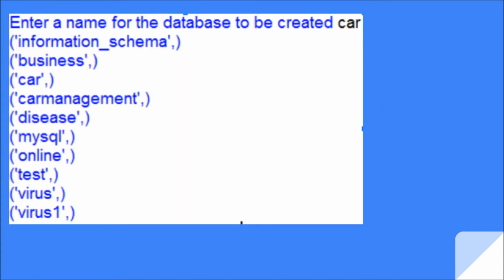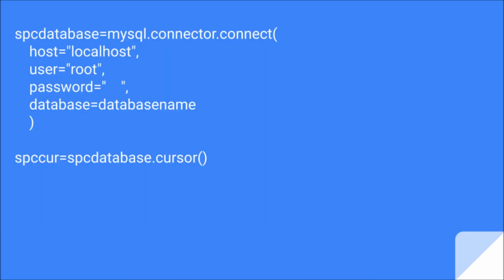This is the output of those few lines of code. We can see that we have created the database car and we can also see that all the databases are listed. That is the output of the command show databases. Now we have to redefine the connection object SPC database by putting an additional attribute, the database name. We also have to reset the cursor object SPC car.